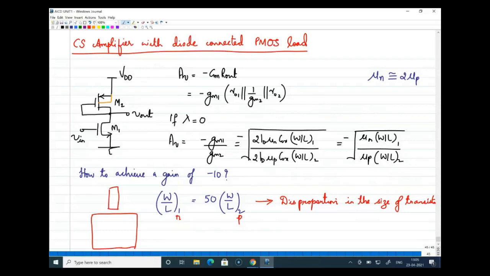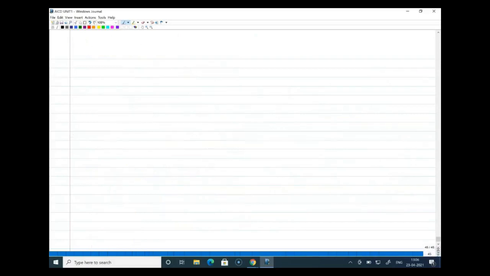Such disproportions are generally not good in an IC, because there are a lot of things related to this, but I would say here that there is a large disproportion. One is having a very large size, another one is having a small size, and such disproportions are not generally preferred in an IC, right? Now apart from that, let us check one more thing. We need a gain of minus 10, but we observed that there is a large disproportion in the size of the transistors.